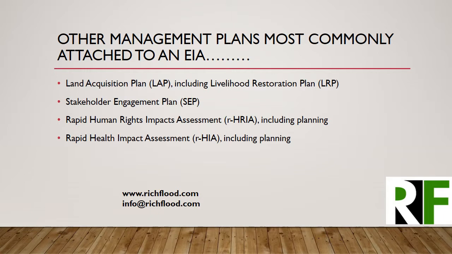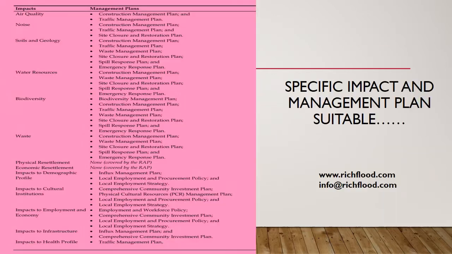Then we have these two: rapid human rights impact assessment, including planning, and rapid health impact assessment, including planning. We will explain more on their meaning, why it is rapid, and why we combine it, saying including planning, and how to go about this when it is necessary and when it is not.